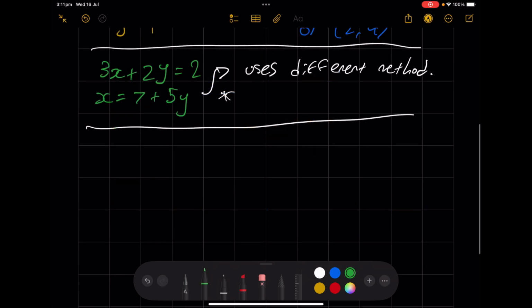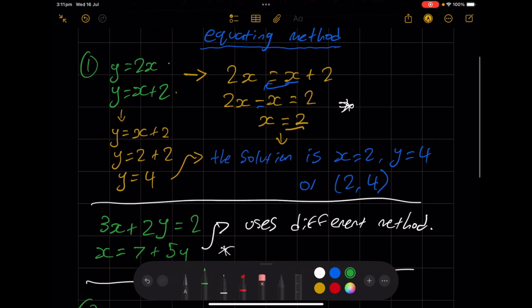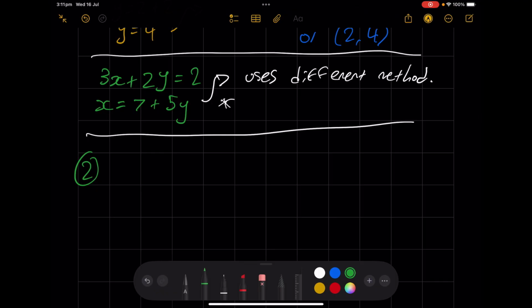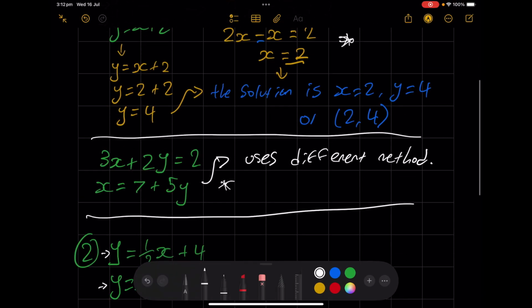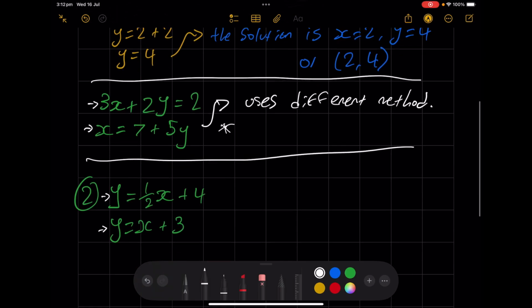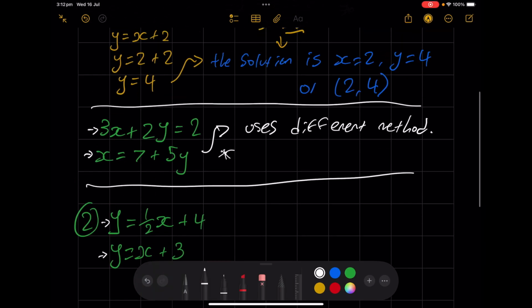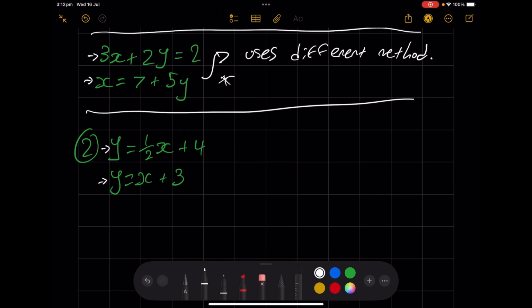So I'll do a second question here, just so that you can see some other questions that you might be given that use the equating method. This one: y equals 1/2 x plus 4 and y equals x plus 3. Do you notice also here we've got a y equals and a y equals, same up here. That is when you use the equating method. If you don't have that y on its own on the left, we won't use the equating method. But most of the questions you will have a y equals on their own at the front.